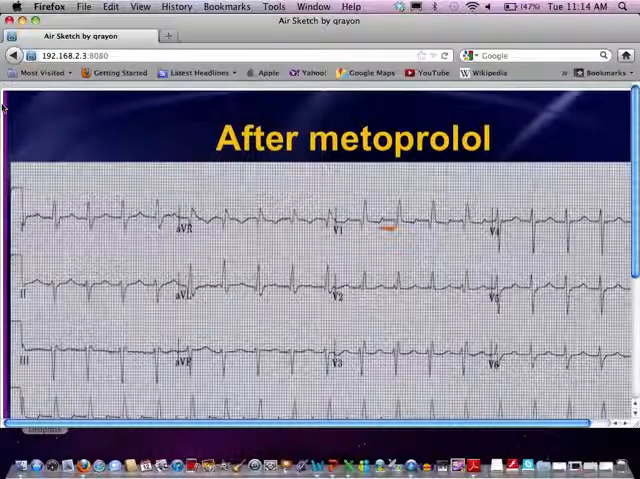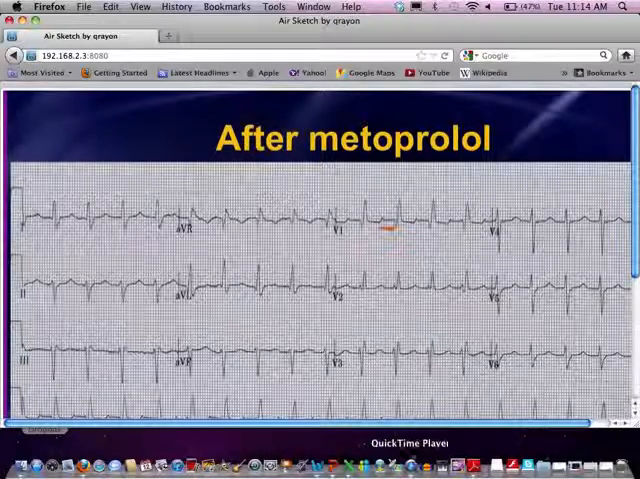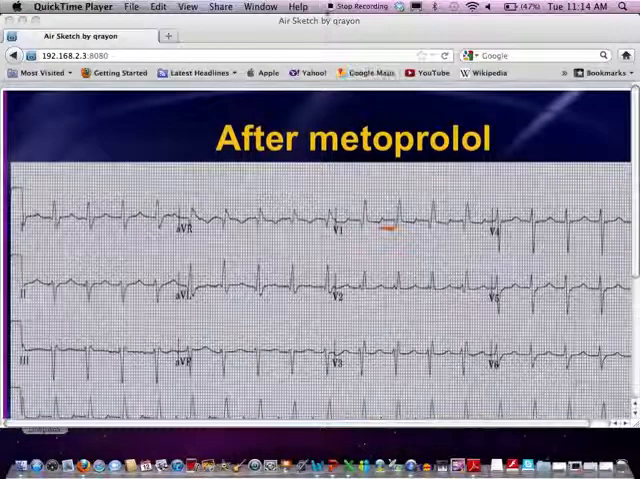Again, that adenosine can sometimes be very helpful by slowing the ventricular rate down and looking for the flutter to suddenly become very obvious.